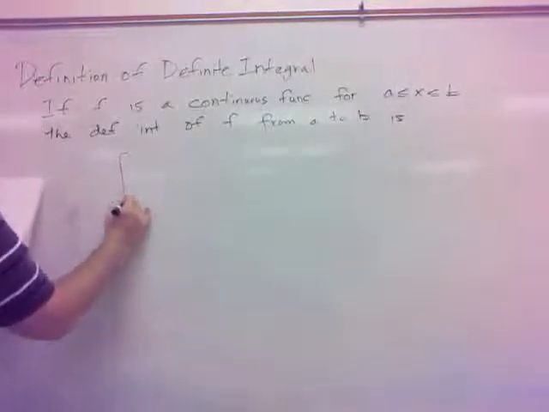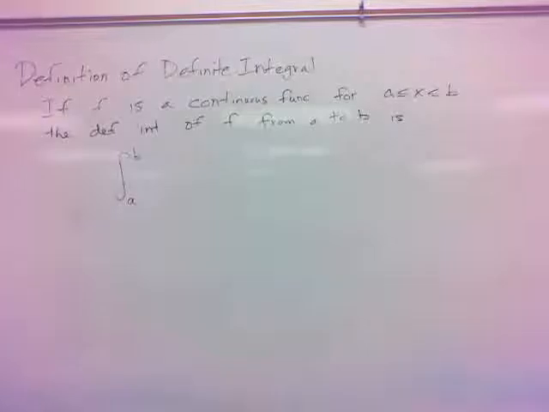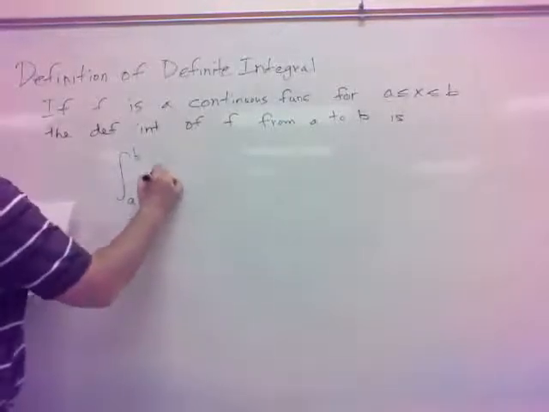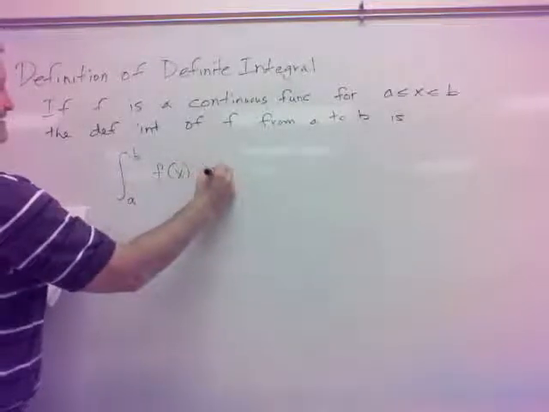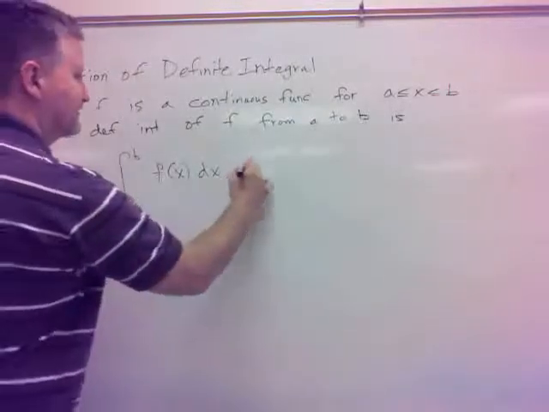The symbol, if you haven't seen it before, is a little funny looking S. You put a and b, a as a subscript, b as a superscript, if you will. Then f of x dx. We've seen dx before, and we're bringing it back to life here. That's what an integral looks like, if you haven't seen it before. Here's what it equals, though.